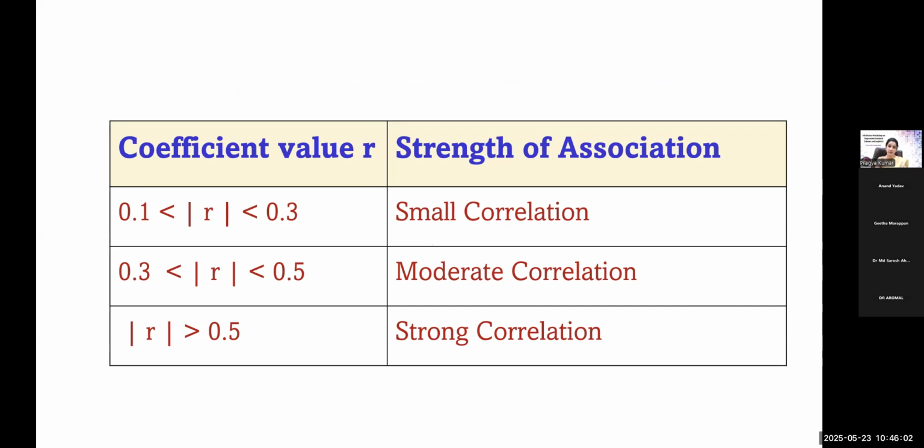Coming to the interpretation of this R, if the value of the correlation coefficient is less than 0.3 but more than 0.1, then we call it a small correlation. If the range is between 0.3 to 0.5, we call it a moderate correlation. If it is more than 0.5, then we call it a strong correlation. Now coming to the linear relationship. The linear relationship we check in the residual plot.